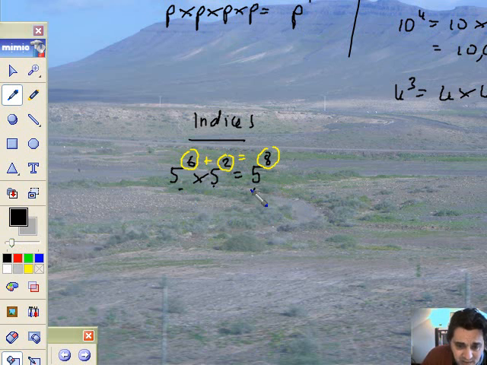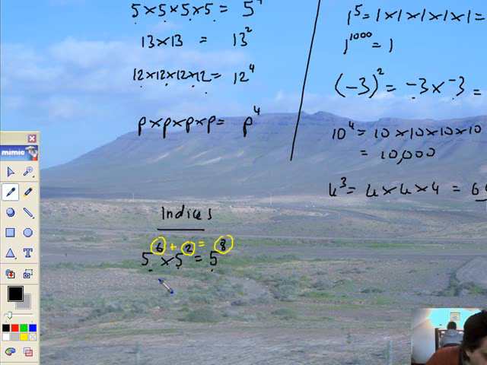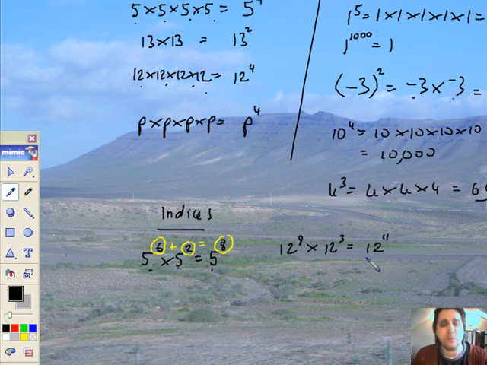Provided, of course, the base number is the same. Otherwise, we're playing with different numbers. Here's another one. I've got 12 to the power of 8 multiplied by 12 to the power of 3. Well, 8 plus 3 is 11, so it's 12 to the power of 11, and that means 12 times 12 times 12, 11 12s all multiplied together. Alright, what else have we got here?